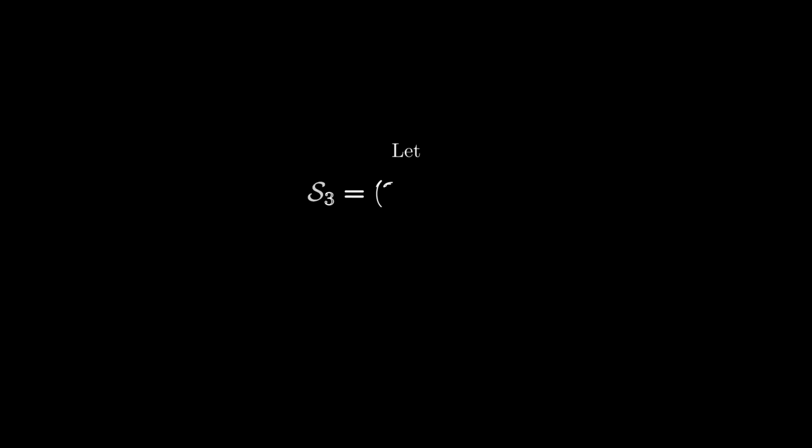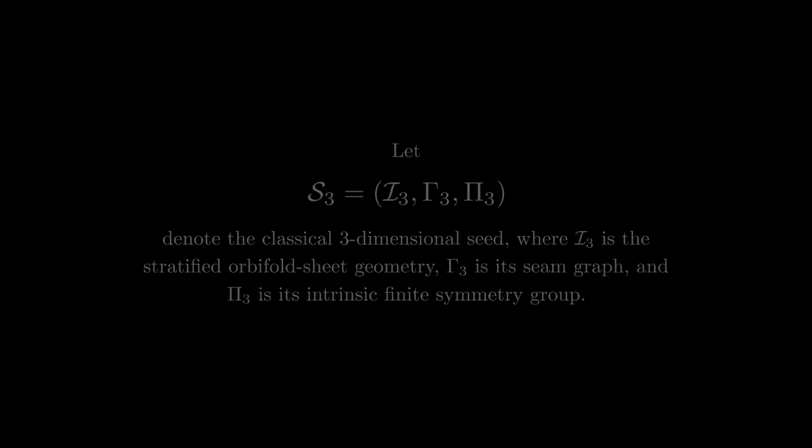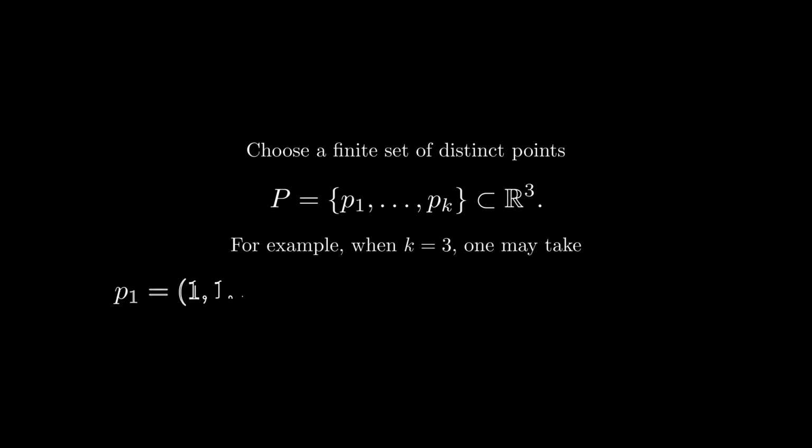So we're going to consider the seed, the three-dimensional seed, and the triple I3 is the geometric carrier, geometric scaffolding, orbifold sheet geometry. Gamma is the seam graph, and pi is the finite symmetry group. So let's choose a finite set of distinct points in R3. We could choose those P1, P2, P3, for example, for a k equals 3 case.